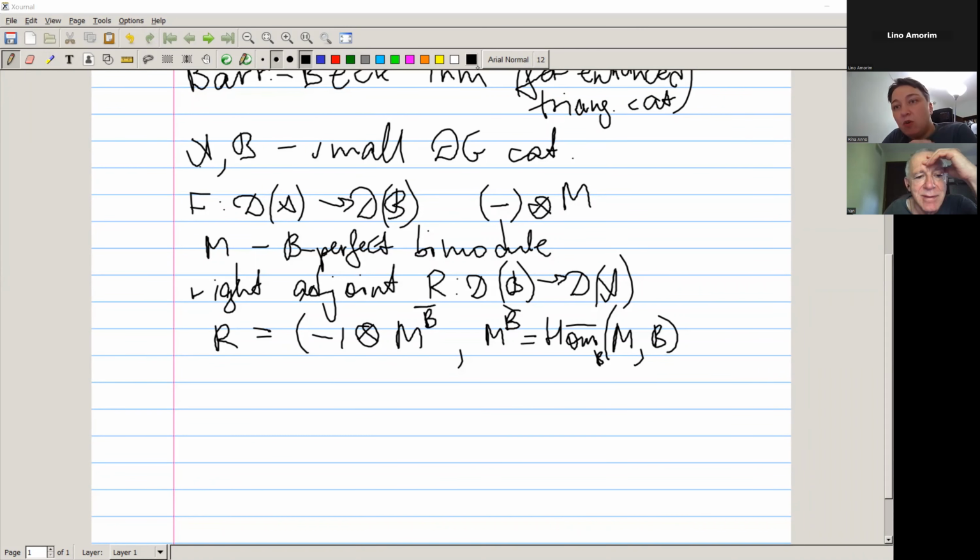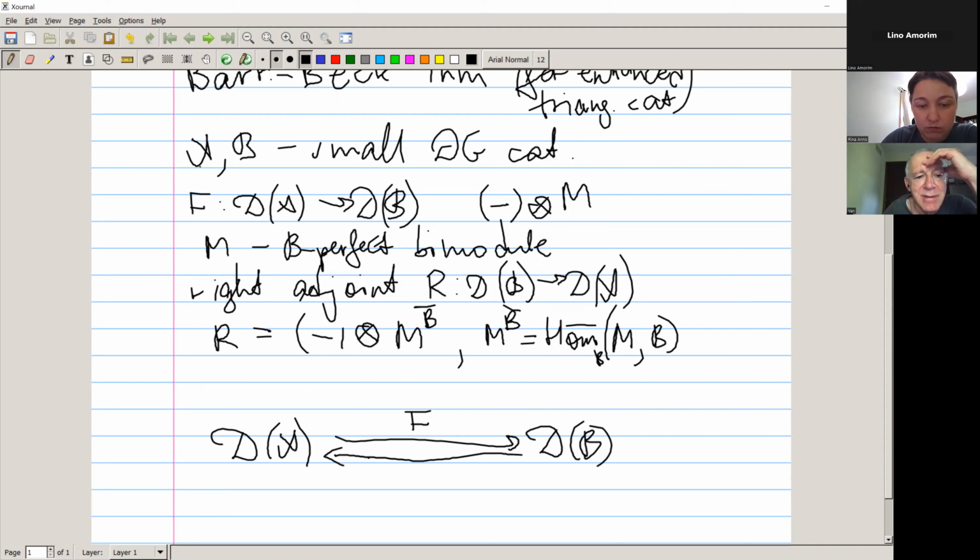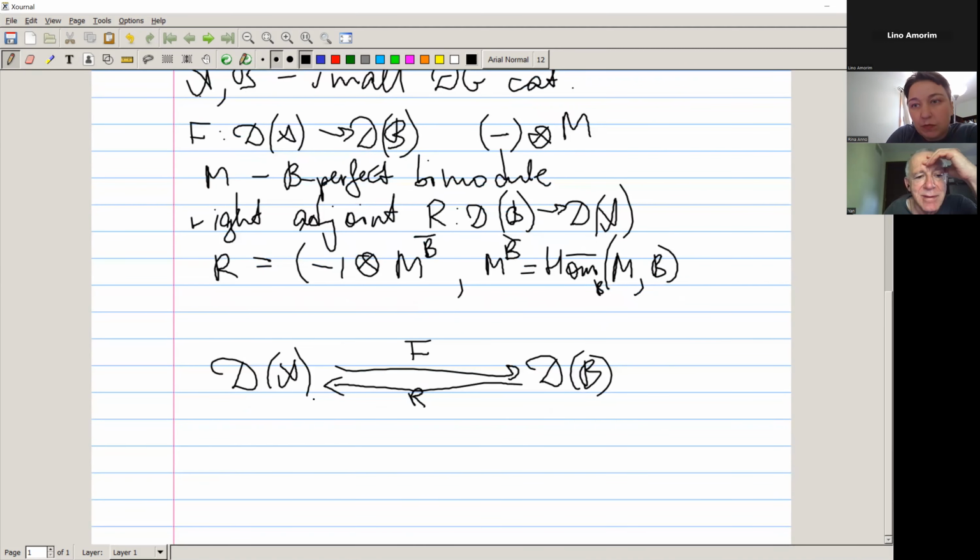So now we have a monad. We have R and F, going between D of A and D of B, a functor here and a functor here. In classical category theory, if we have a monad, we can then define the Eilenberg-Moore category of objects in the category, which in this picture is D of A.